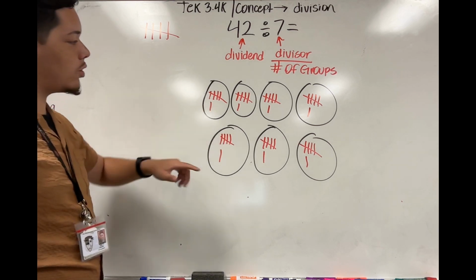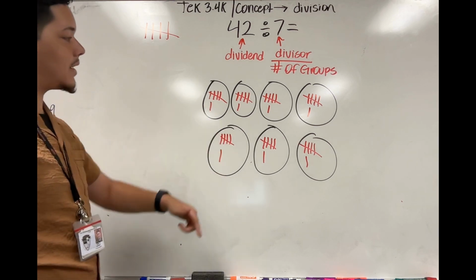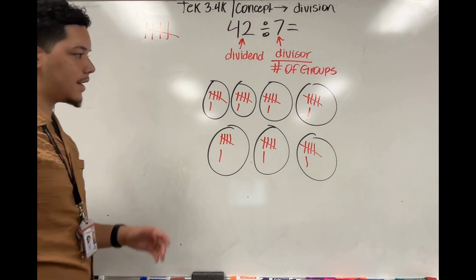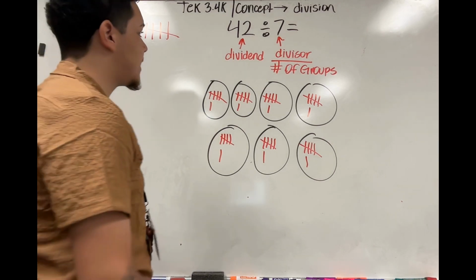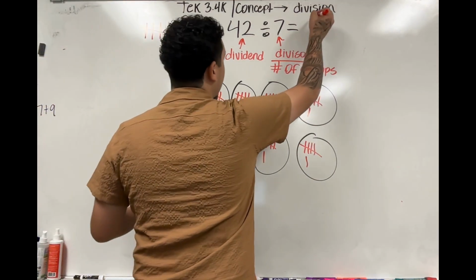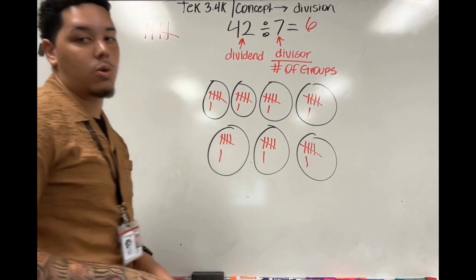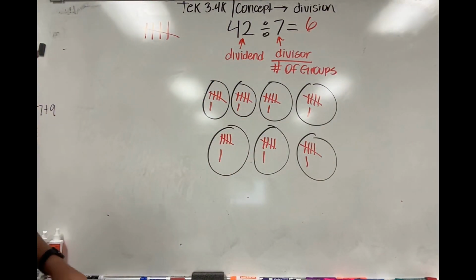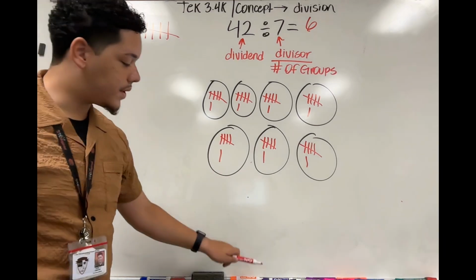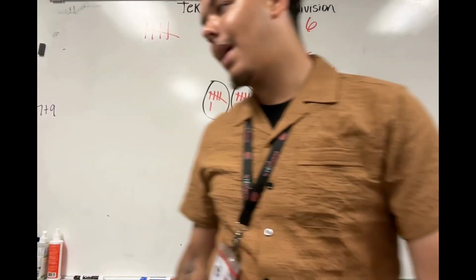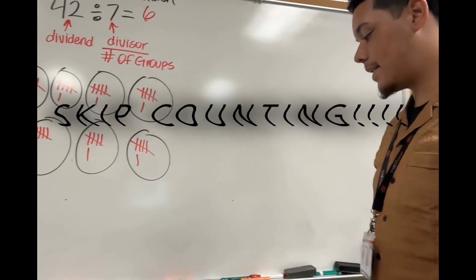So inside each group, how many tallies are inside of each group? 6. So in this case, 42 divided by 7 would equal 6, which means that is our quotient. And let's say you're not comfortable with using this strategy. That's okay, because we do have another strategy known as skip counting.